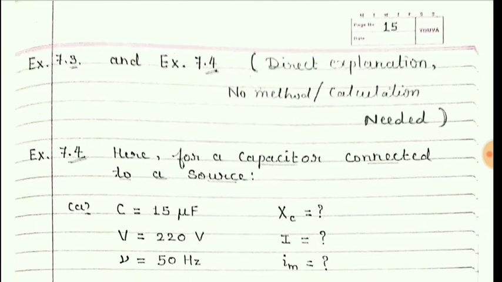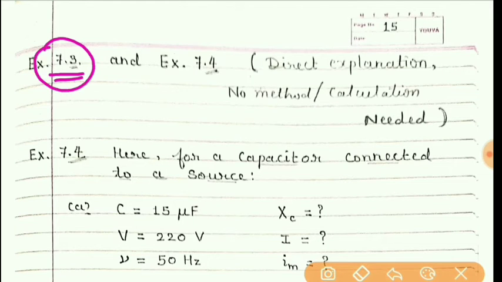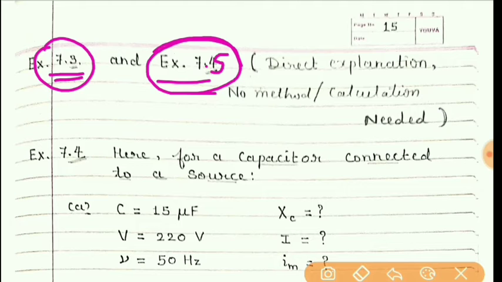Now, example number 7.3 does not have any mathematical steps, so I'll explain it directly, as well as example number 7.5. They do not have any mathematical steps or calculations, so I'll explain them directly. But before that, let us take example number 7.4.